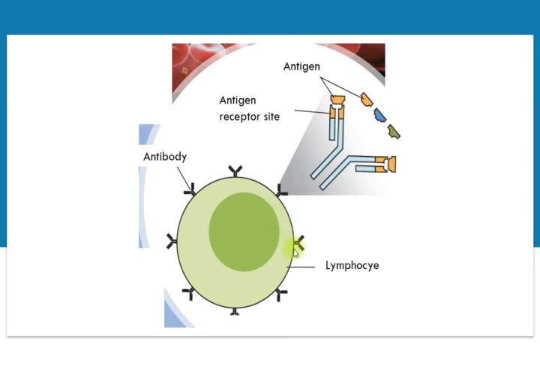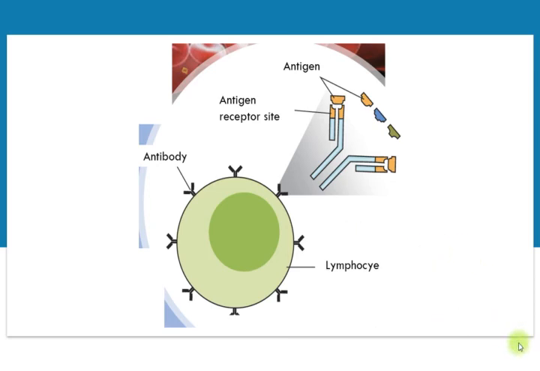As we can see here, this is referred to the lymphocyte. On the surface of the lymphocyte, there are antibodies. And then what happens? The antibodies will act on the antigen, and then destroy the antigen. So that's how the immune response occurs in the third line of defense.